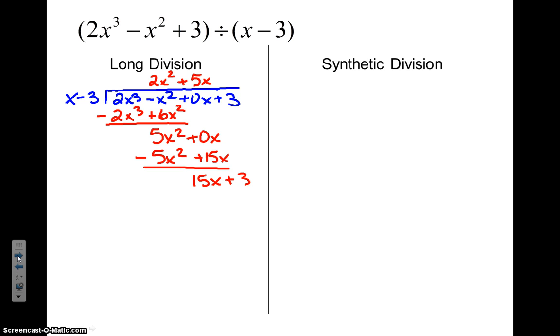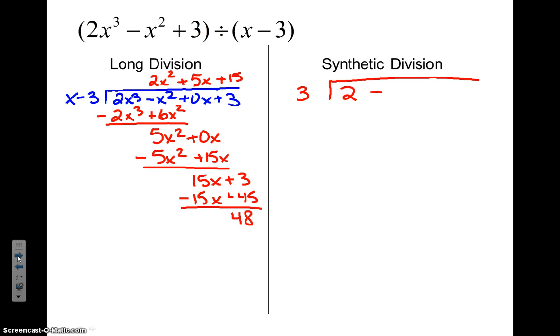15x plus 3 when we bring the 3 down. And I would then need to multiply by 15. 15 times x, 15x. 15 times negative 3 is negative 45. And when I change the signs, when I subtract, I get a remainder of 48. Now if I apply the same idea to synthetic division, I'm going to have a positive 3 here, and then the coefficients that I'm going to use are 2, negative 1, 0, and 3. And you notice that these coefficients are the same as the coefficients right across here.